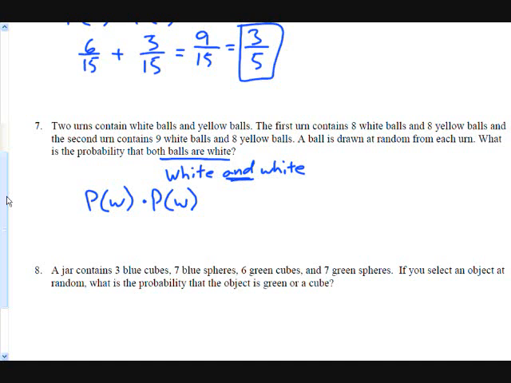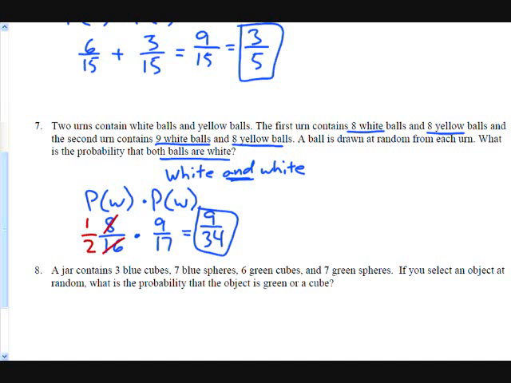The first urn for a white ball has 8 white and 8 yellow, so this is going to be 8 out of 16 times. The second urn has 9 white and 8 yellow, so that's 9 out of a total of 17 this time. Now I just want to multiply these, so I'm going to reduce each of these fractions. This one reduces to 1 over 2, and that's all that's going to reduce, so now I multiply straight across. That's 9 over 34. They're independent, so I just multiply the 2 probabilities.